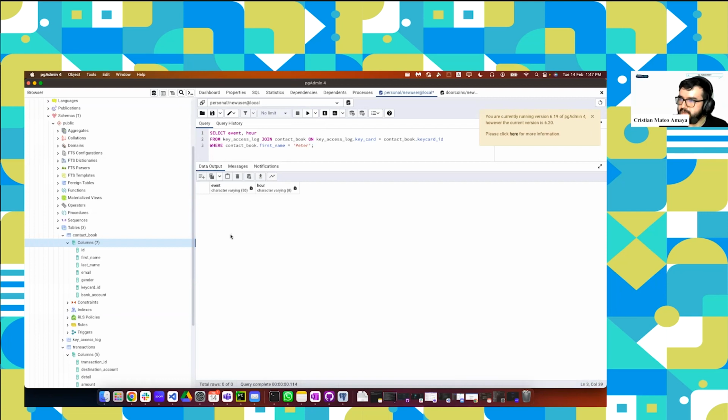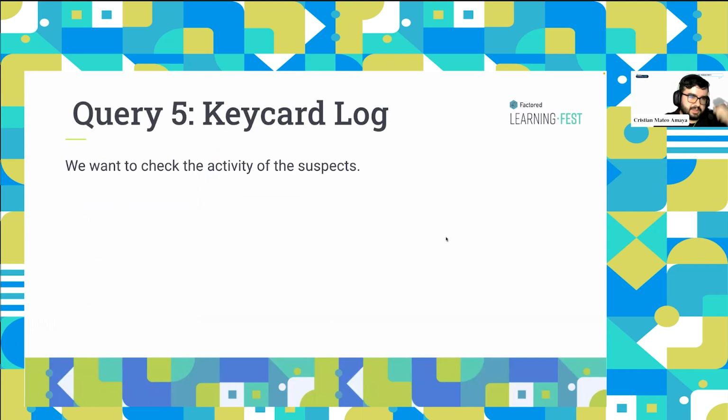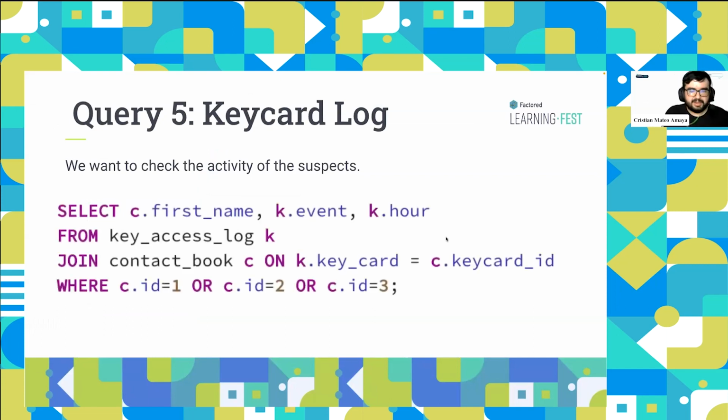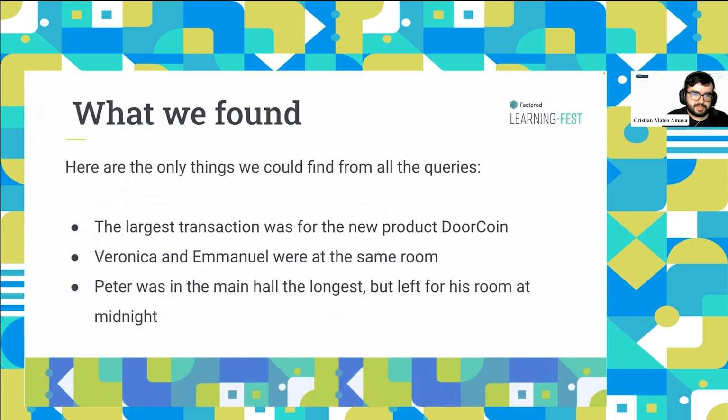And if we check Peter, okay, Peter doesn't seem to have any card. That's weird. Okay. So now I'm going to change the presentation back again. So here are some of the queries that we did. Here we use the IDs instead of the names. So based on these queries, there are some things that we found. The largest transaction was for the new product Door Coin. Veronica and Emmanuel were in the same room, and we weren't able to see this one because of a mistake, sorry. But Peter was in the main hall for the longest time, but he left for his room at midnight.